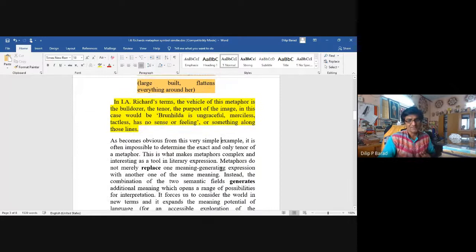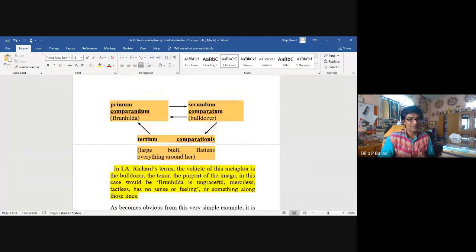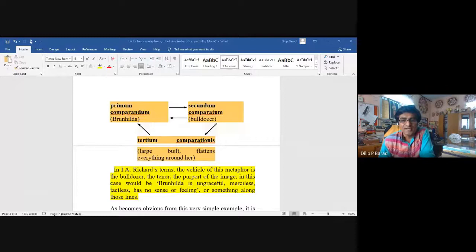So what is important here is how you see that metaphor. What meaning you are seeing in that metaphor is very important to understand the lines of poetry. And this will be very challenging also.